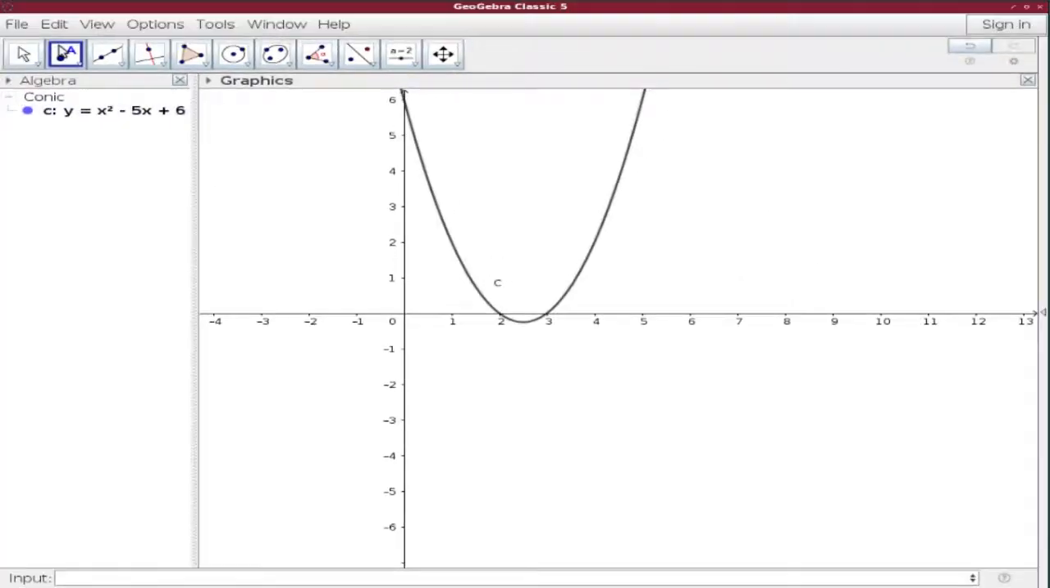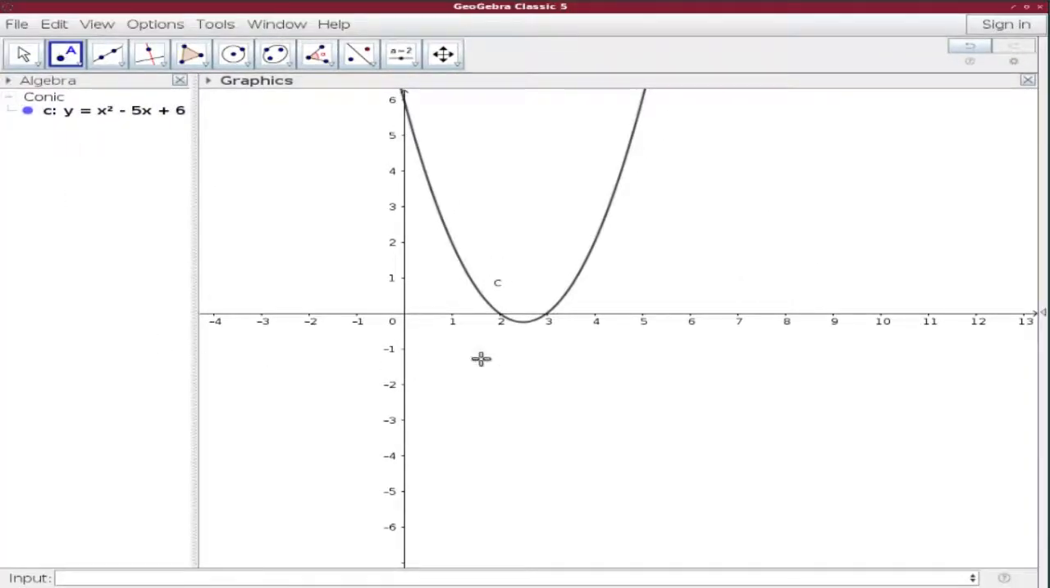So this symbol is up above the number 6 on the keyboard. If we do shift 6, that will give us the caret, and then we put in the 2 for the exponent. So x squared minus 5x plus 6, and then we hit enter, and that gives us a picture that's looking something like this.